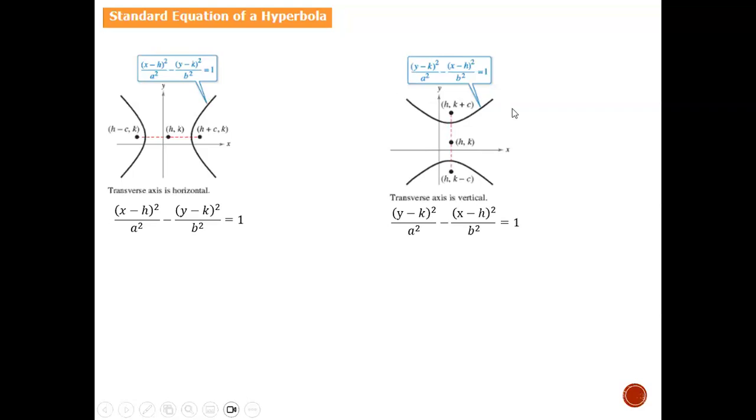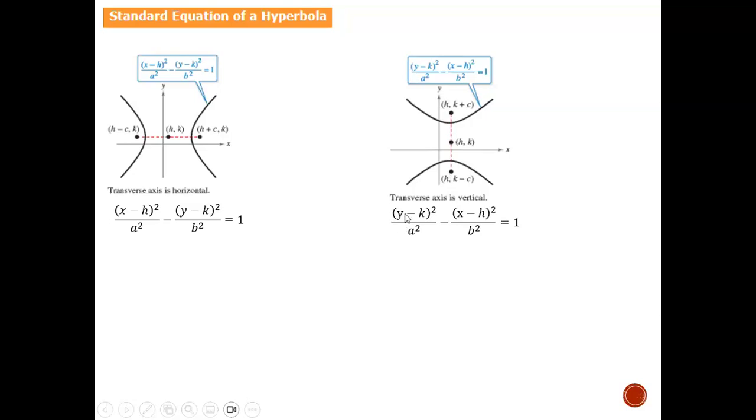Okay, so same with the hyperbola, we can have our branches opening up left and right, or we can have our branches opening up and down. We have the equation here. When the branches open left and right, the transverse axis is horizontal. It connects our center and our points here with a horizontal line, and here we have our equation. When our hyperbolas open up and down, the transverse axis is vertical, and it connects all the points with a vertical line, and you have your equation here.